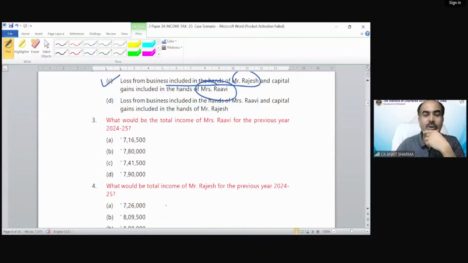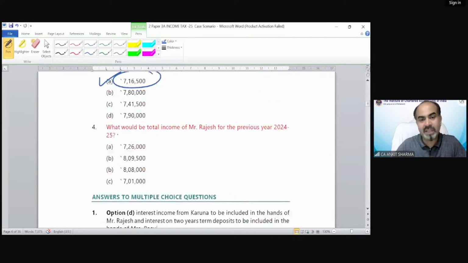What would be the total income of Mrs. Ravi for the previous year 24-25? So we have just calculated it, and that was option number 1. And what would be the total income of Mr. Rajesh? The option number, I don't know why it's A, B, and B and C. That would be the D, I guess. That would be C. Must be a printing mistake. That would be your correct answer.